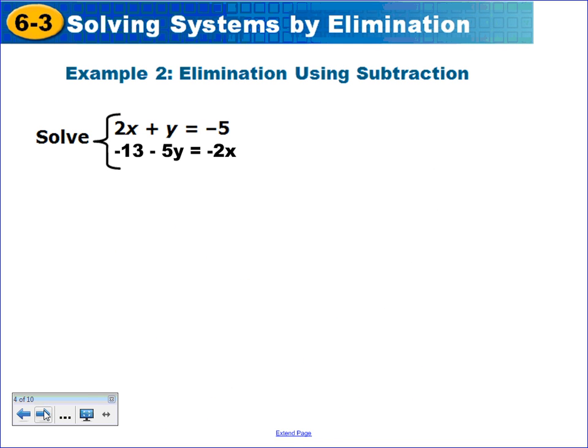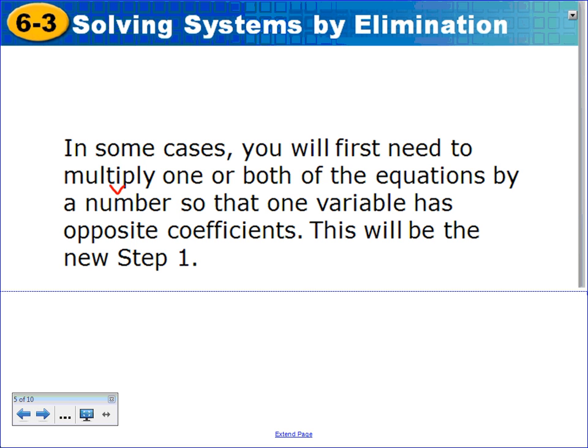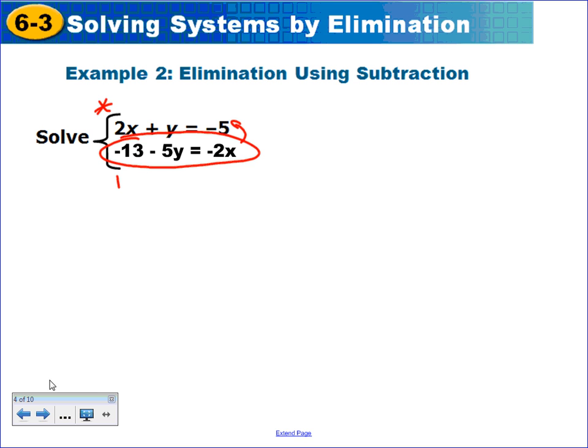All right, so the second one that it gives me here, step 1 is not already done for me. I can clearly see by looking up here that my variables are not lined up. So what I'm going to do is rewrite this second equation and line it up with my variables in the first equation. I need my x's to be first, I want my y's to come next, and then I want my constants to be on the other side of the equal signs.